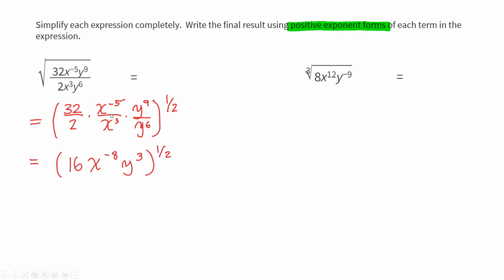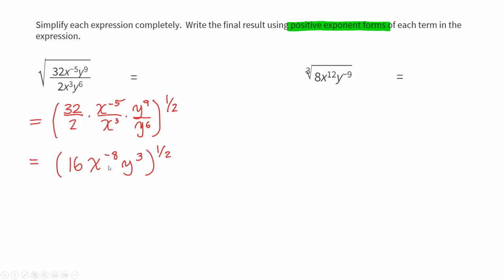x to the negative 5 divided by x to the 3. You have negative 5 minus 3, which is negative 8. So you have x to the negative 8. Here you have y to the ninth divided by y to the 6th. 9 minus 6 is going to give you 3. And of course, that's all raised to the 1/2. This is simplified pretty much as much as you'd like it to be.